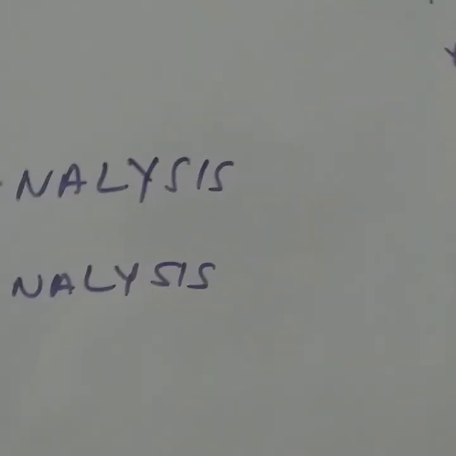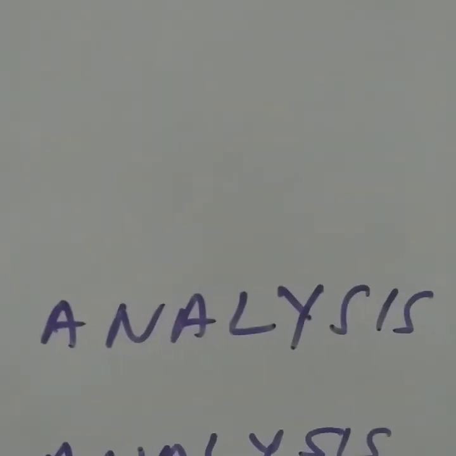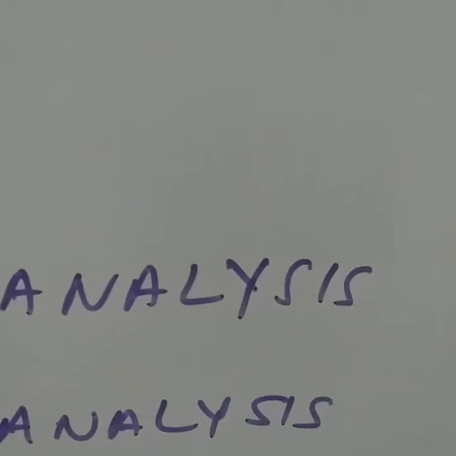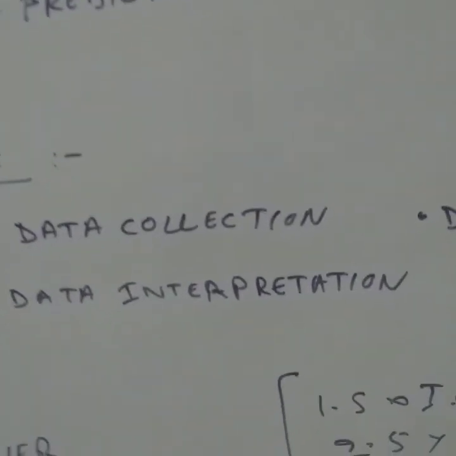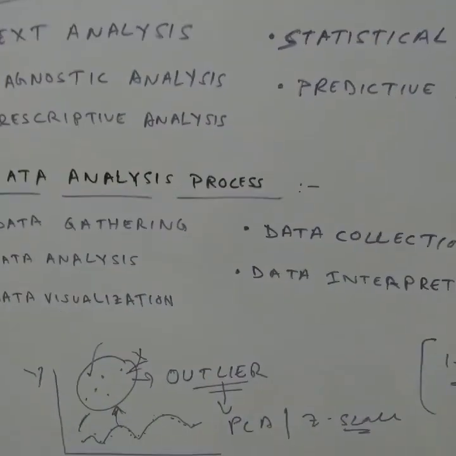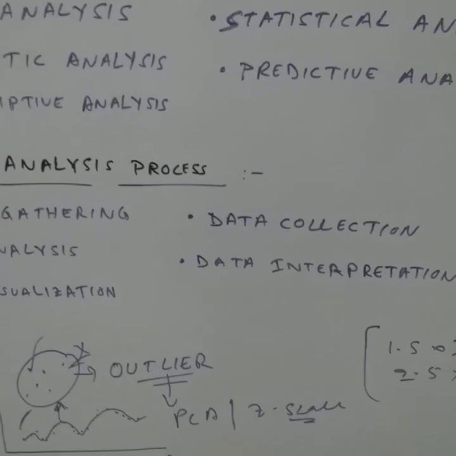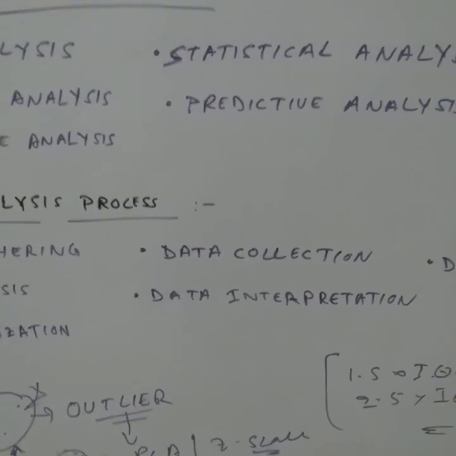Let me draw what bell-shaped data is. This is a bell-shaped data. This is perfect data. I'm not talking about right skewed or left skewed. I'm just saying the skewness of the data is perfect. That's what I'm trying to say. So it helps to include the collection, analysis, and interpretation of the data.